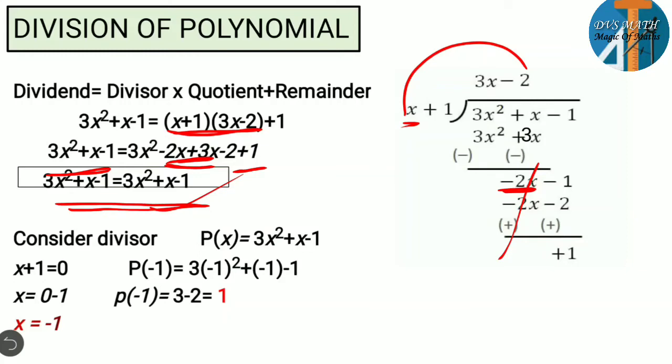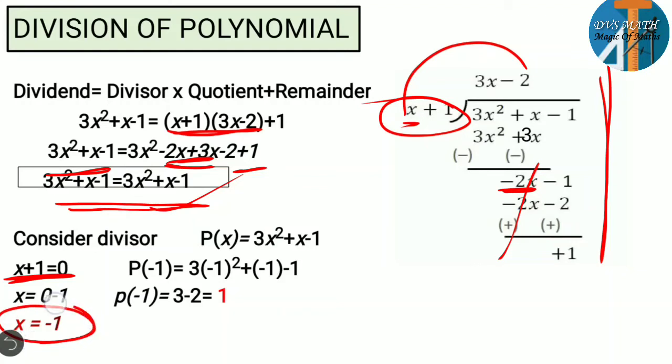But we have another method which is a simple method. What you have to do is first consider the divisor, that is x plus 1, and equate that x plus 1 to 0. Observe, this is the long division method. Instead of this long division method, we have another method, that is to equate the divisor to 0. So x plus 1 is equal to 0. Now you have to find the value of x. So send plus 1 to the other side, you get minus 1. So x is equal to minus 1.